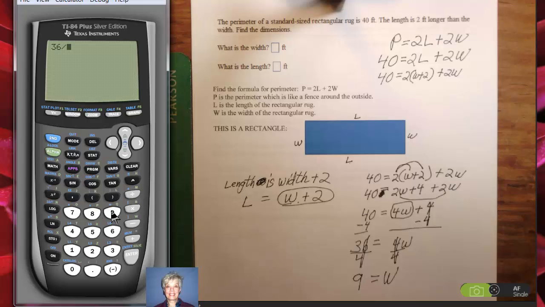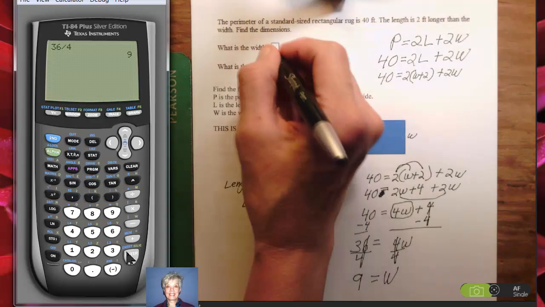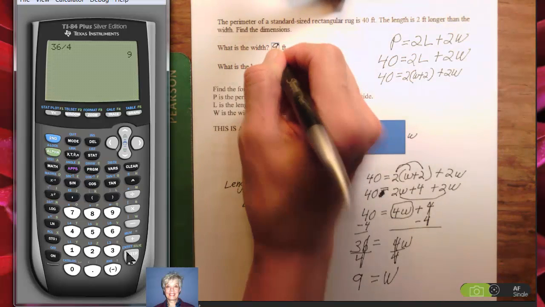36 divided by 4, enter. There you go. It's 9. All right, 9 what? 9 feet. So the width, W, is 9 feet.